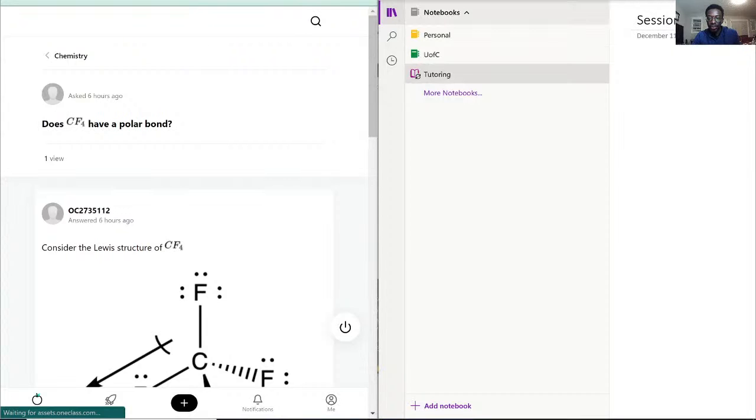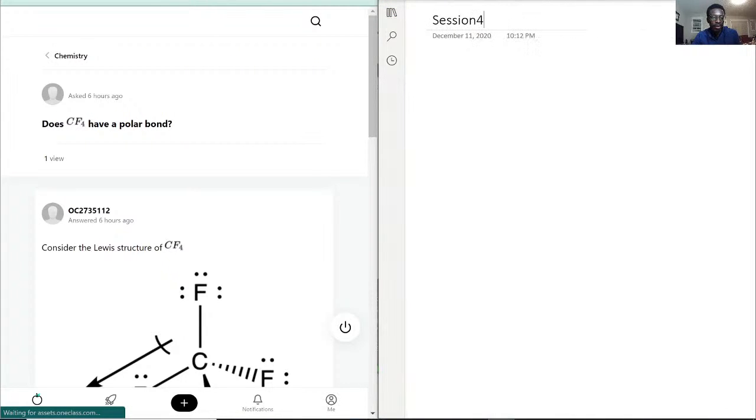Alright, so now with that being said, let's switch over to our first question of the evening. We have question 1 being, does carbon tetrafluoride have a polar bond?